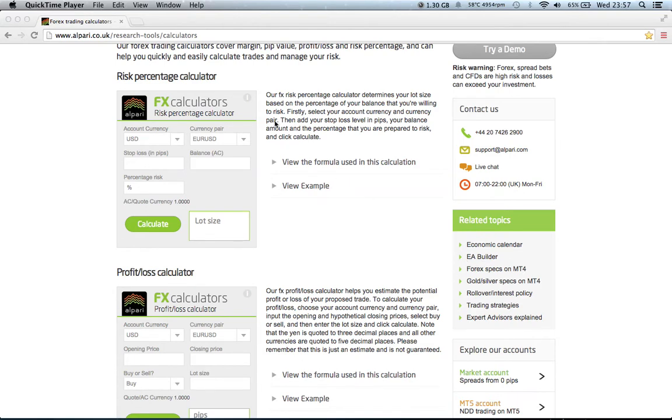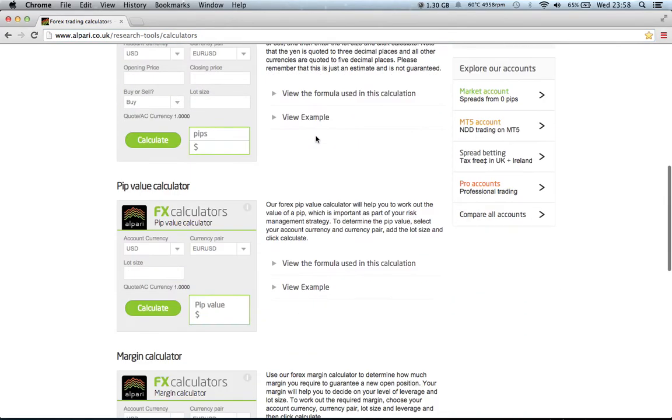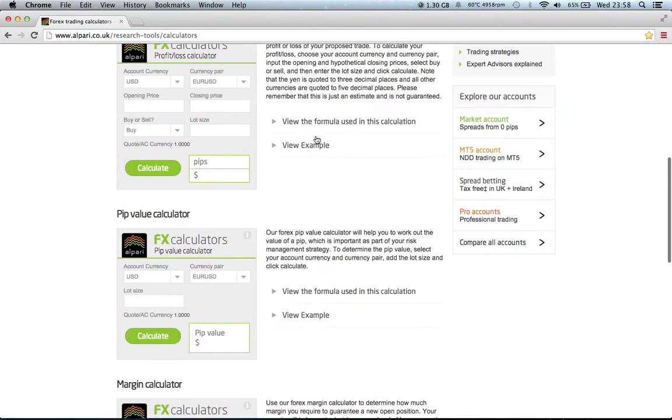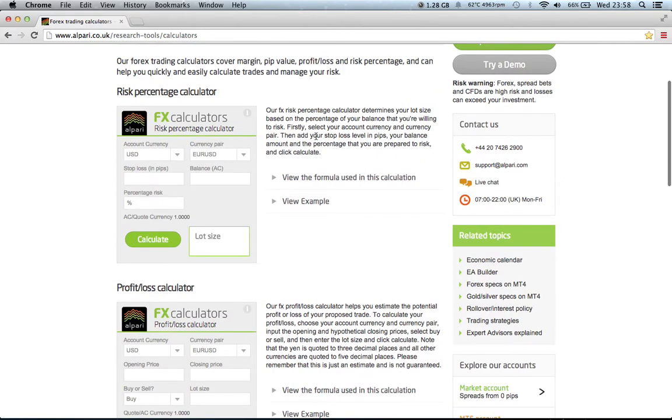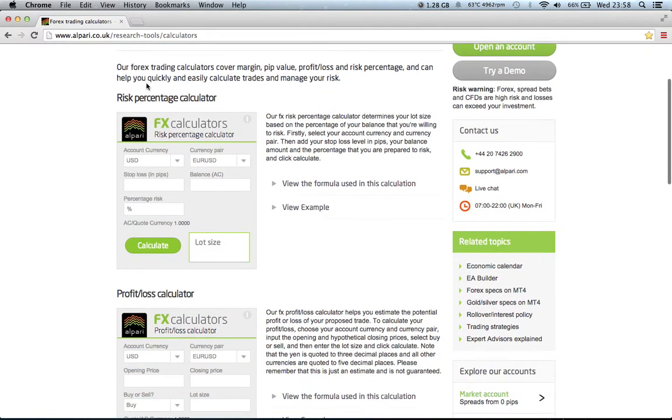Now, the best online calculator for managing risk is this one provided by alpari.co.uk. So the web address is just here, alpari.co.uk/research tools/calculators. Now it's got a few different calculators on the page. The only one you're going to need is this one up at the top of the page. It's the risk percentage calculator.